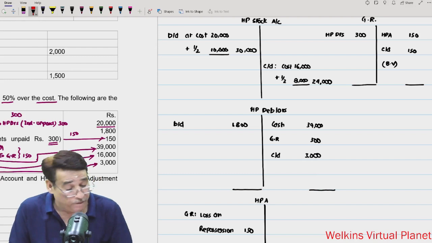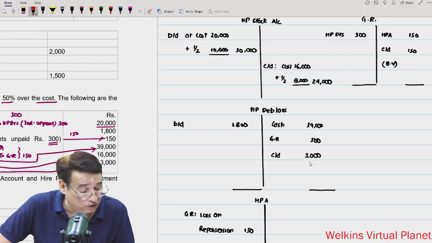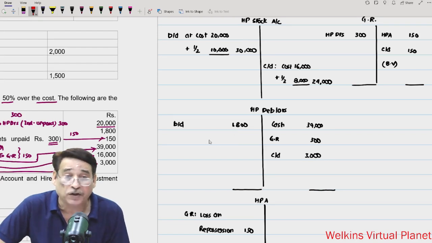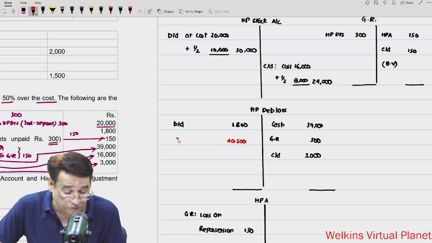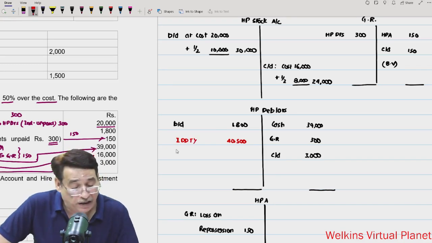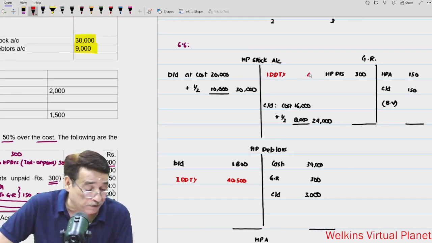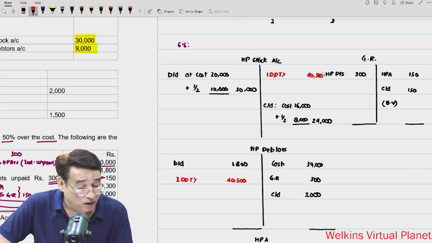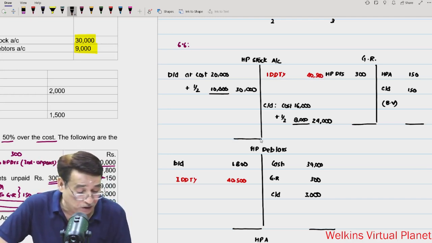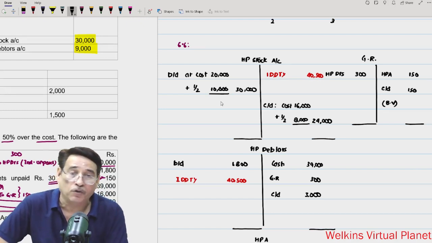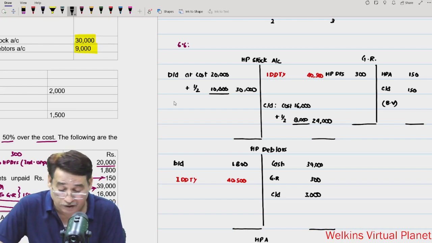When you balance the hire purchase debtors account, what balance are you going to get? 39,300, 42,300 minus 1,800. That, in my opinion, should be equal to 40,500. Of course, it will be known as installment due during the year. This is the balancing figure, and you will carry this balancing figure to the hire purchase stock account. And you will write here installment due during the year. Installment due during the year is 40,500. Now you will tally this particular account. When you tally this account, what possible figure could you get as the balancing figure? Now, obviously goods sold on hire. So goods sold on hire.